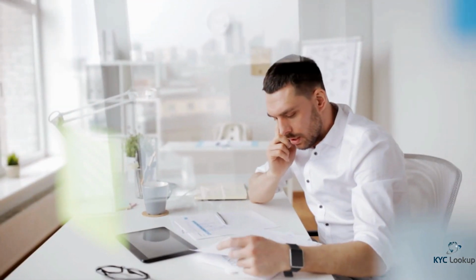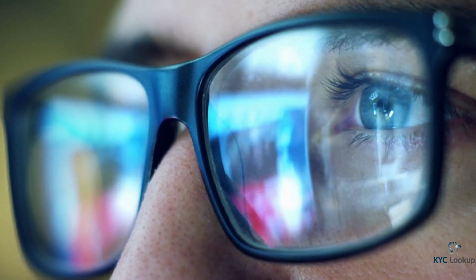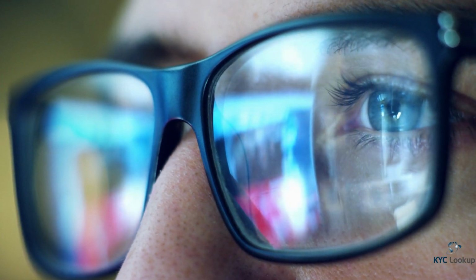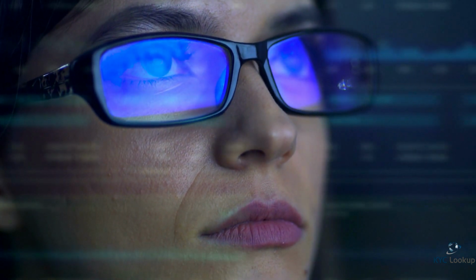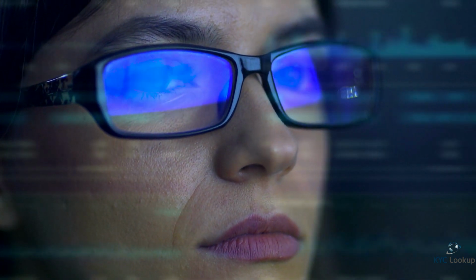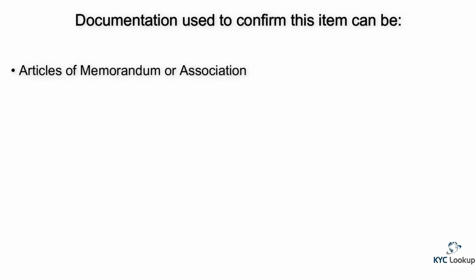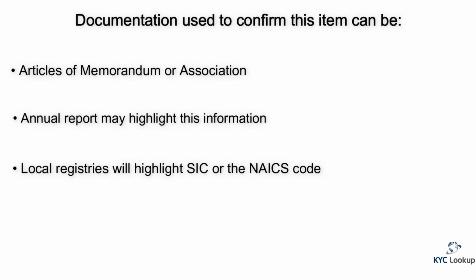The last key component is understanding the products and services offered by the customer. This information is key in order to understand if the customer is eligible to be accepted as your client or to understand if it fits with your risk appetite. Documentation used to confirm this item can be articles of memorandum or association. Annual report may highlight this information. Local registries will highlight the SIC or the NAICS code.